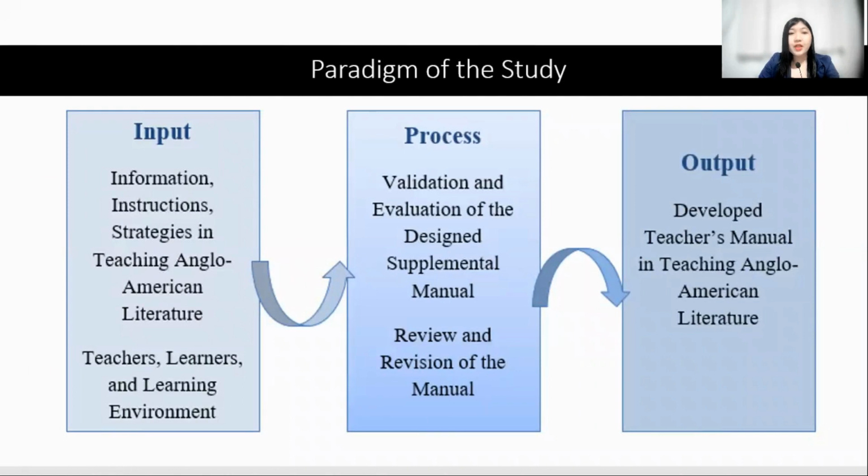The study aimed to develop and validate the Supplemental Teacher's Manual in Anglo-American literature. It uses the input-process-output paradigm. The initial variables of this study include information, instruction, strategies in teaching Anglo-American literature, as well as the teachers, learners, and the learning environment. The process includes validation and evaluation of the designed supplemental manual, as well as the review and revision of the manual. Finally, the output is the validated, developed teacher's manual in teaching Anglo-American literature.